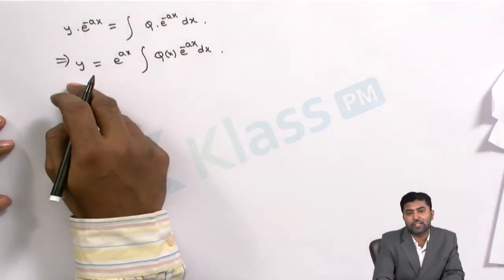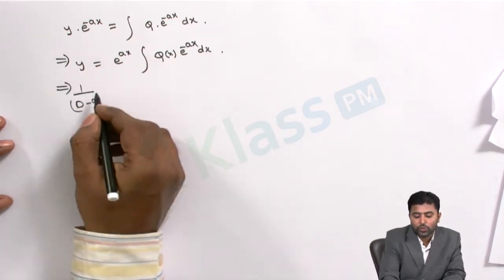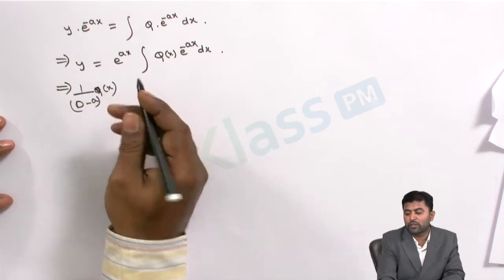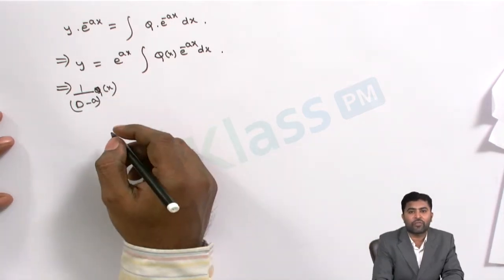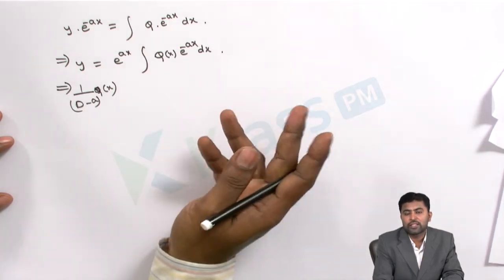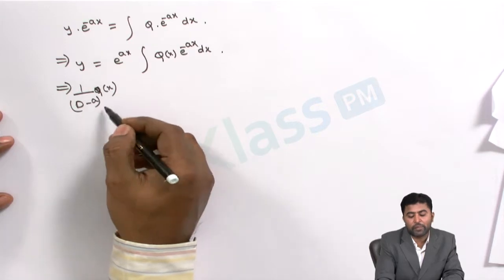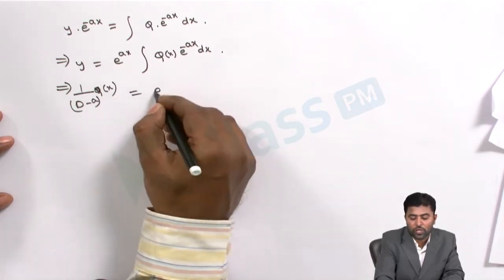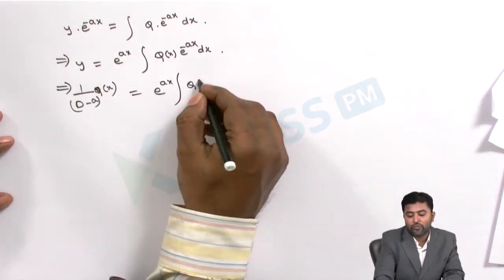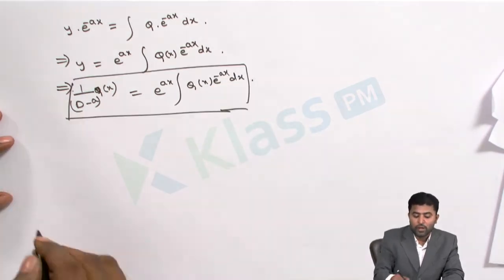But what is y we considered? That is 1 by d minus a into q of x. If you observe the consideration we have taken, that is 1 by d minus a into q of x as some y. So I got the y. So I'll write that as 1 by d minus a into q of x, which is equal to e power ax integral of q of x e power minus ax into dx.